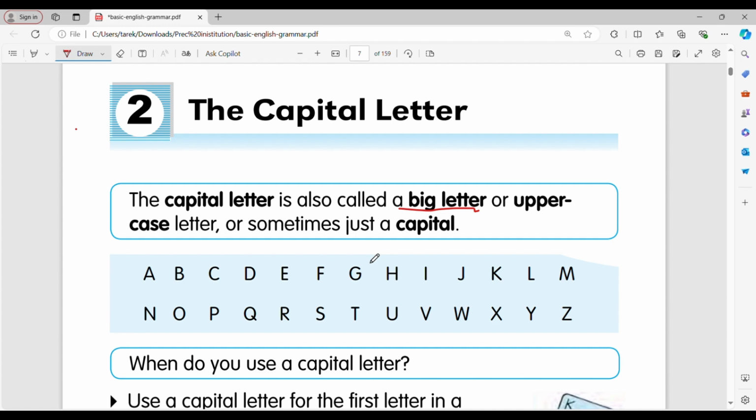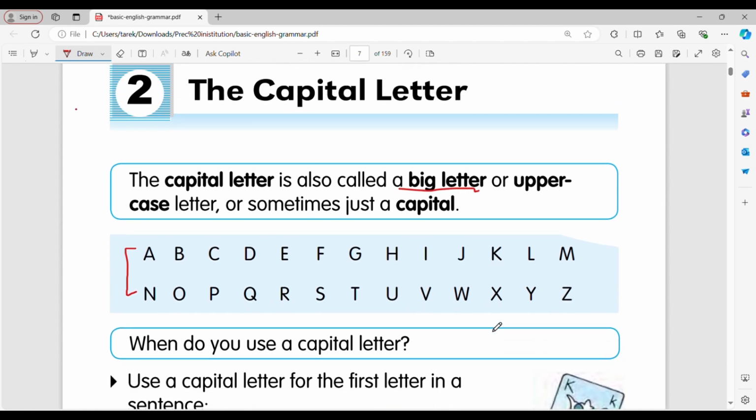Okay, so in here he is showing us how to write these capital letters, every alphabet in its capital letter form. So we have A, B, C, D, E, F, G, H, I, J, K, L, M, N, O, P, Q, R, S, T, U, V, W, X, Y, and Z or Z. Okay, so these are the forms of how you can write a capital letter.